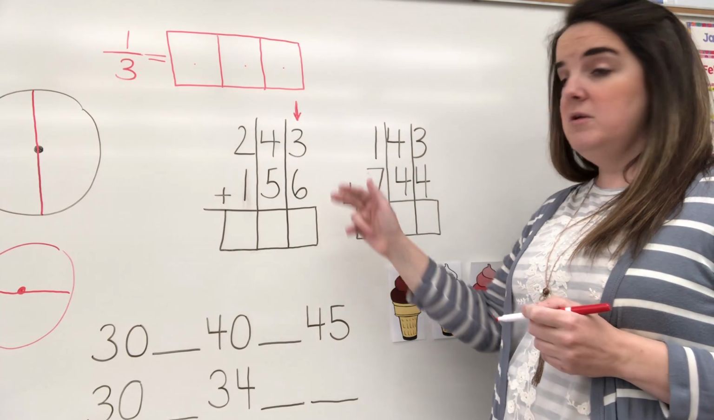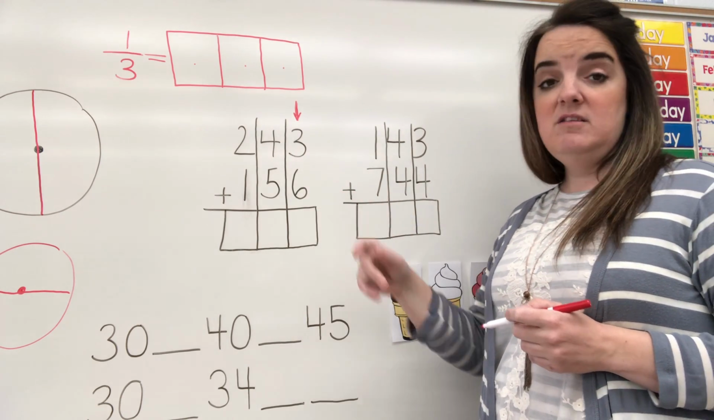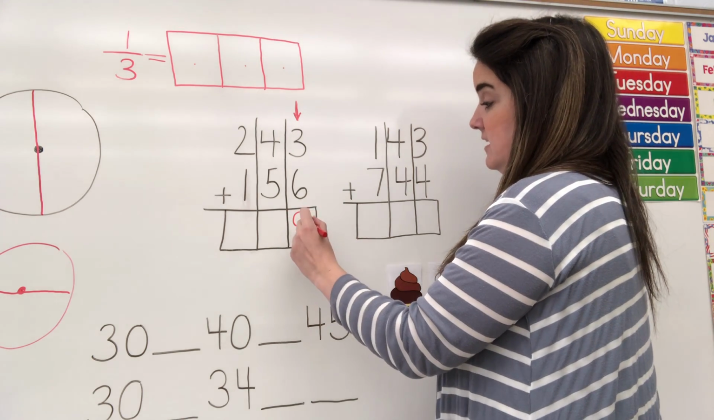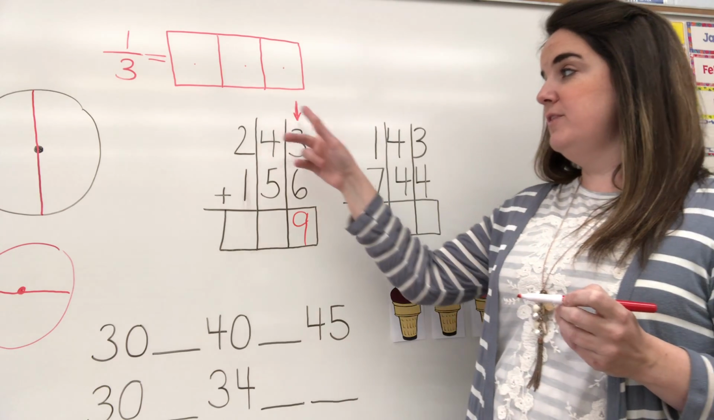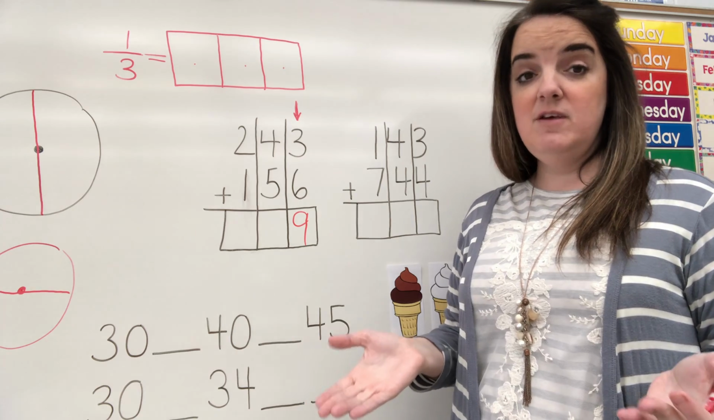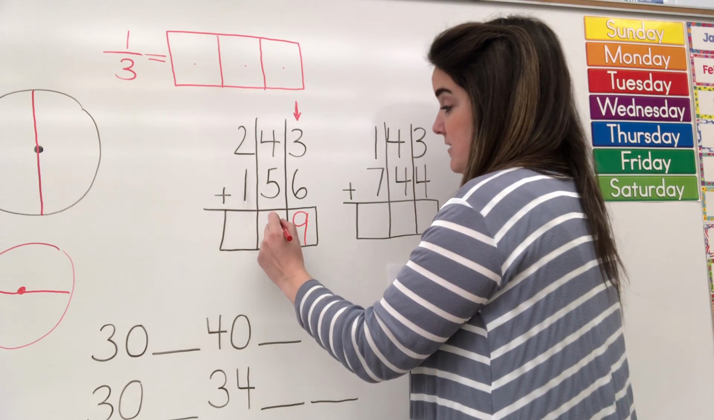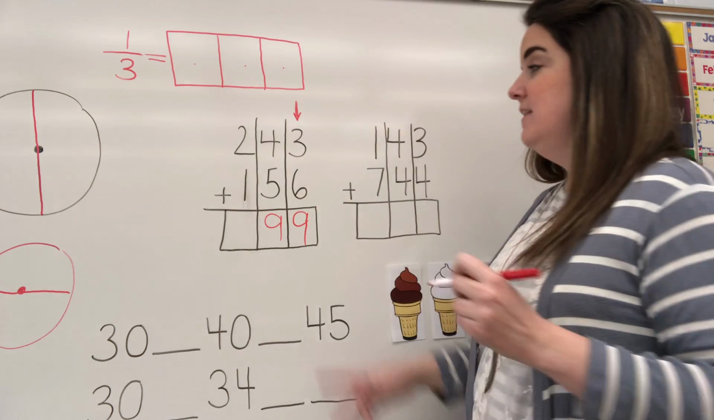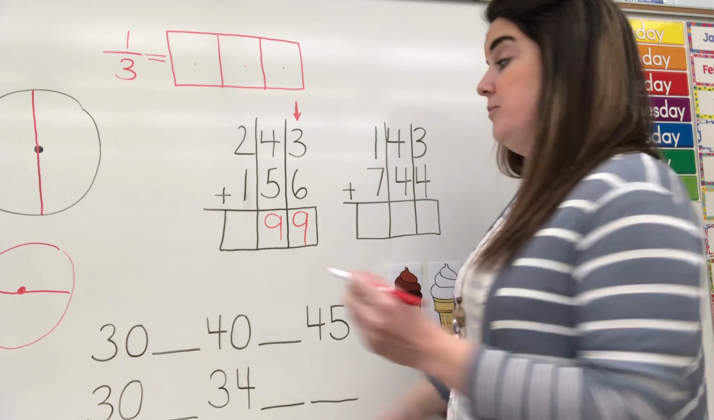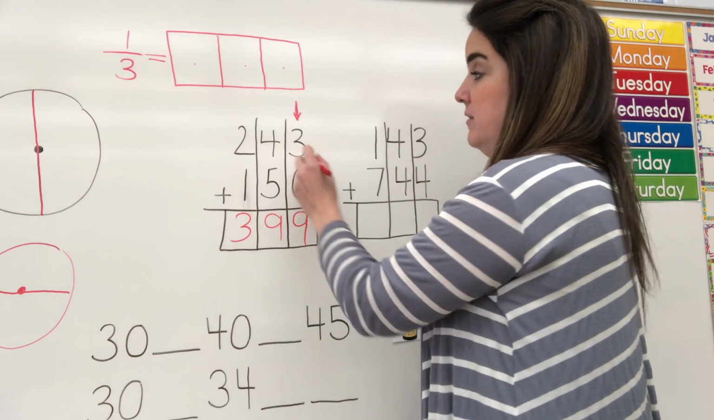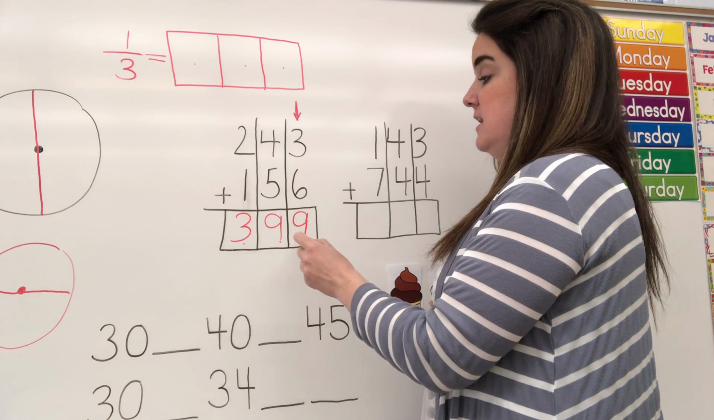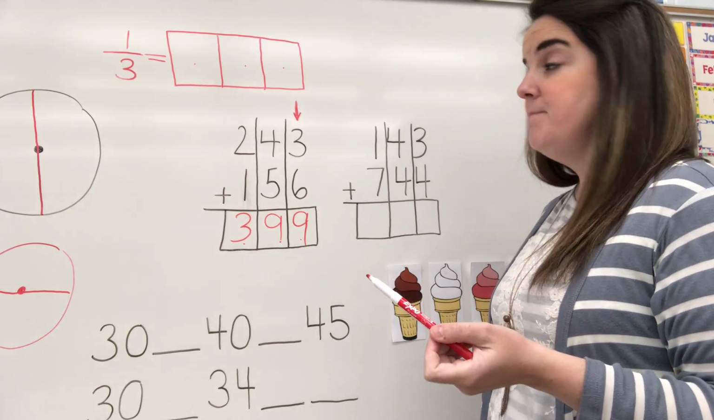So let's begin in the ones place. We have 3 plus 6. So 3 plus 6 is 9. I heard that answer out there. Very good. Now we can move to the tens place. 4 plus 5. 4 plus 5 is also 9. I heard that 9 again. And then we can go to the hundreds place. 2 plus 1 is 3. So 243 plus 156 is 399. Simple. Let's do another one.